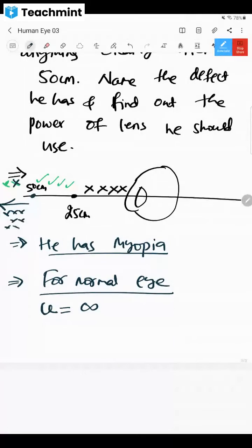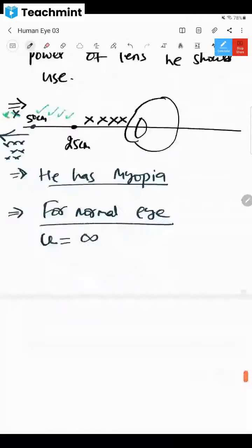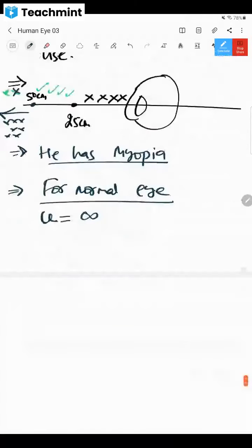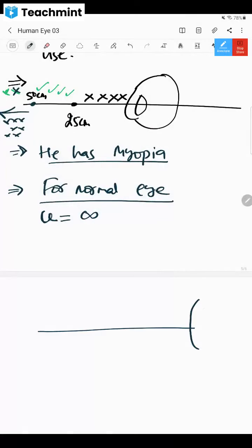Are you getting my point? What I'm trying to say? After 50 centimeter he is not able to see. Now, for example, this is the eye lens we have, and the object is kept at infinity. If he has myopia, is he able to see this object at infinity? No, right? He's not able to see.